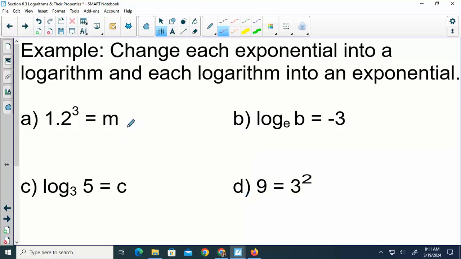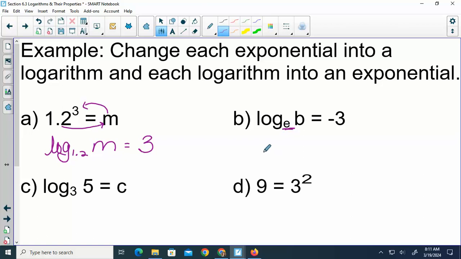So if this one is an exponential, if I asked you to write it as a log, we have log, and the base is a subscript. So it is a small number written below the log here. So what is the base of my log? The same as the base of the exponential. So it's log base 1.2 of m, and it equals the exponent. So it's equal to 3.